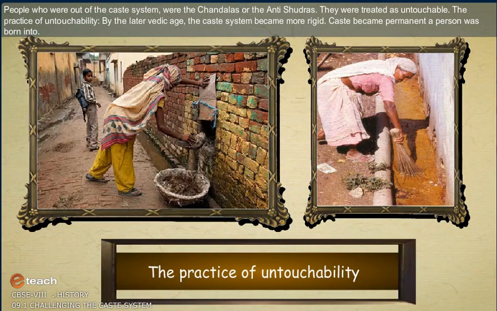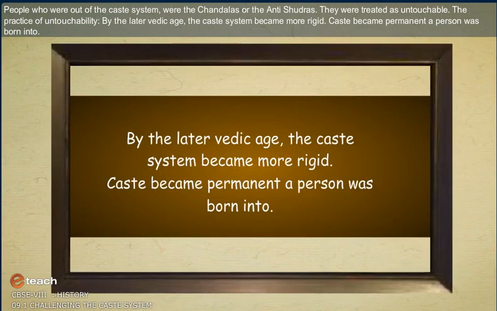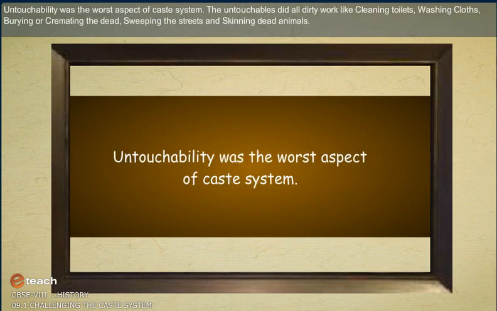The practice of untouchability. By the later Vedic age, the caste system became more rigid. Caste became permanent; a person was born into it. Untouchability was the worst aspect of the caste system.